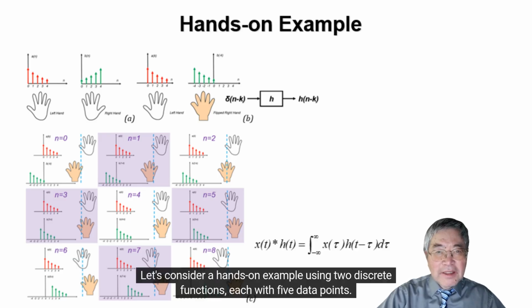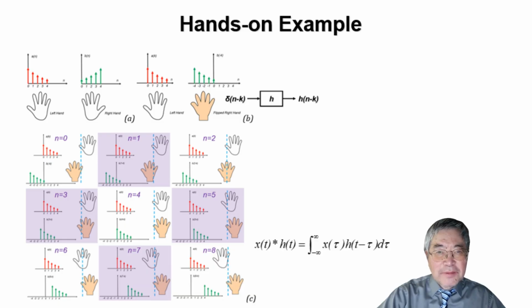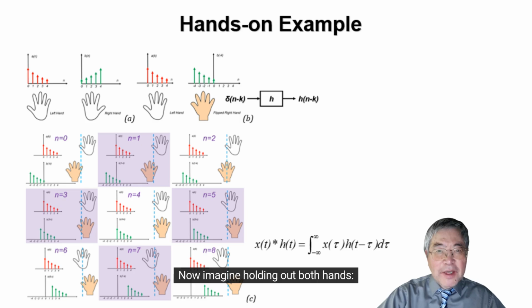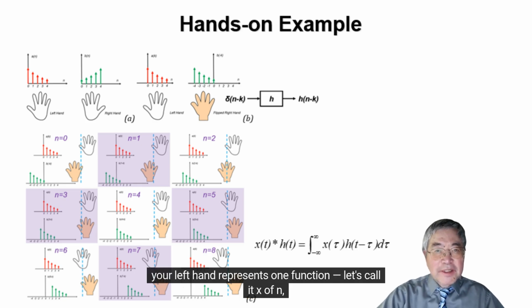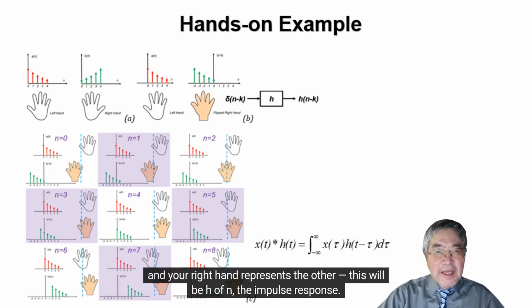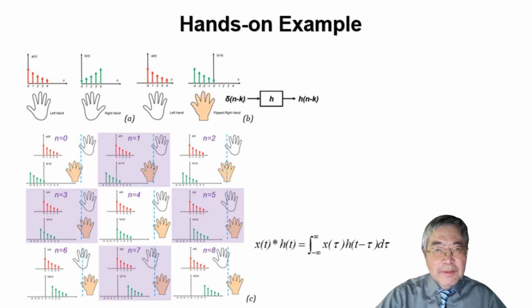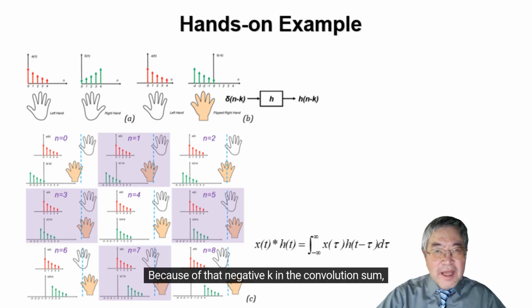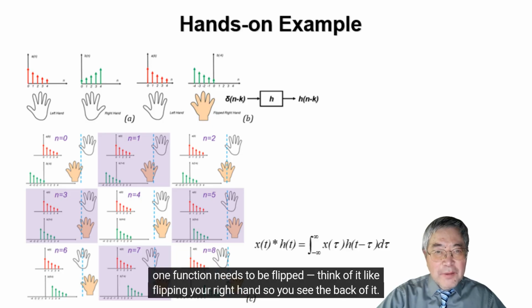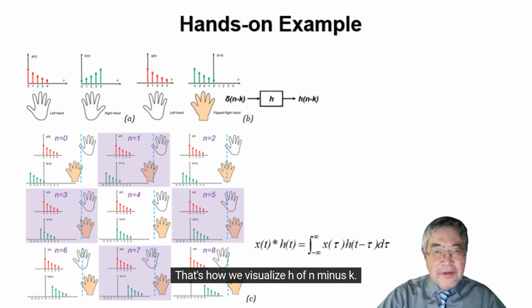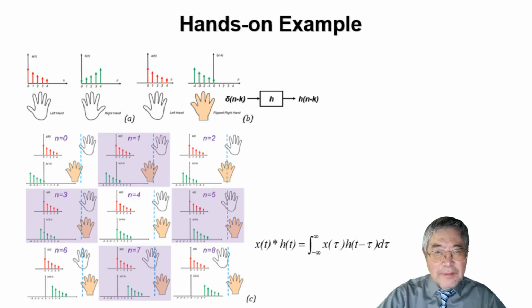Let's consider a hands-on example using two discrete functions, each with 5 data points. Now imagine holding out both hands. Your left hand represents one function, let's call it x of n, and your right hand represents the other. This will be h of n, the impulse response. Because of that negative k in the convolution sum, one function needs to be flipped. Think of it like flipping your right hand so you see the back of it. That's how we visualize h of n minus k.